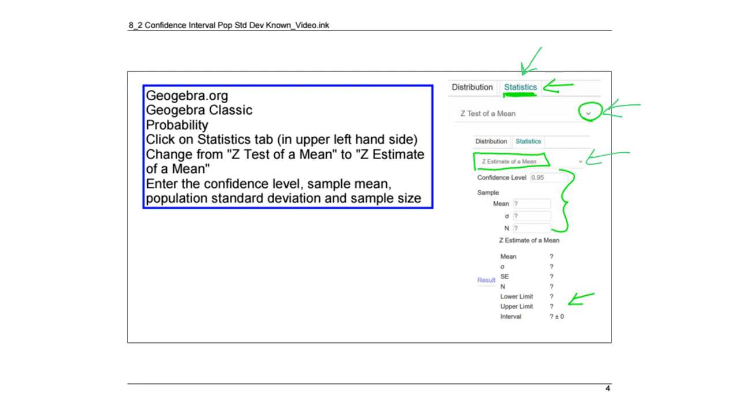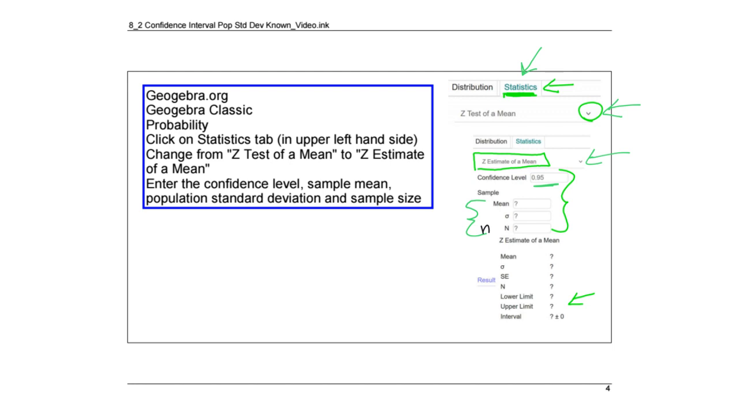And then we can put in everything we know. We're going to put our confidence level, we're going to put the mean, the population standard deviation, and N. Now this is kind of a misnomer. It's actually an error. It needs to be a lowercase n because it's a sample size, not a population. Capital N would be population.